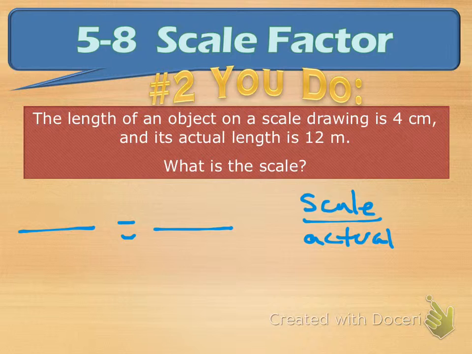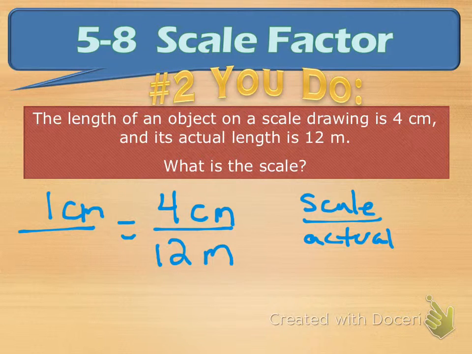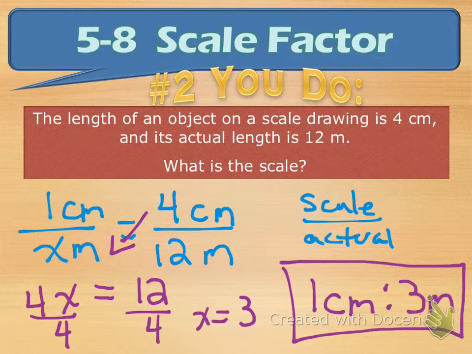So we're going to put 4 on top, because that's our scale, 12 on the bottom. We want it to be 1 centimeter to something, so it'll be x meters. So again, go ahead, cross multiply, find out what x is, and write your scale factor. Pause the video so that you can do this. If you did your work correctly, you should have gotten 1 centimeter to 3 meters.